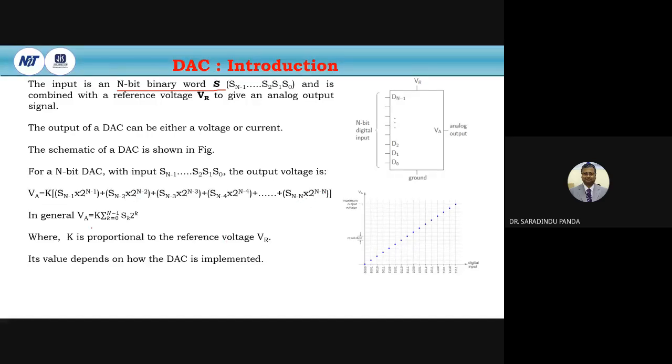So in general, VA is equal to K into the summation of k equal to 0 to n minus 1. This is the small k, this is the capital K. Capital K is proportional to the reference voltage. This is a separate expression, I will come to it later, with the bits Sk into 2 to the power of k. Its value depends on how the DAC is implemented.